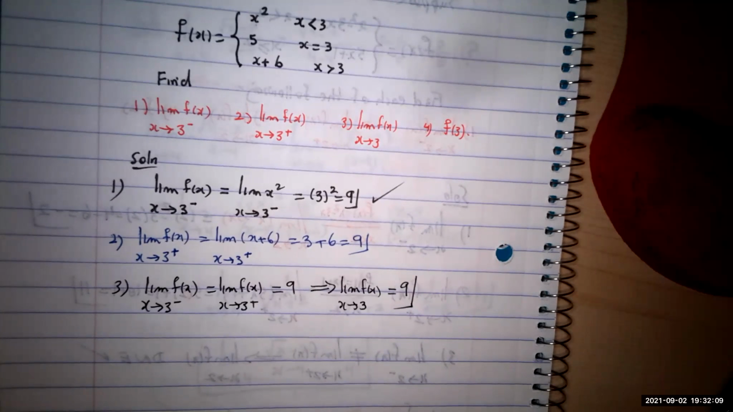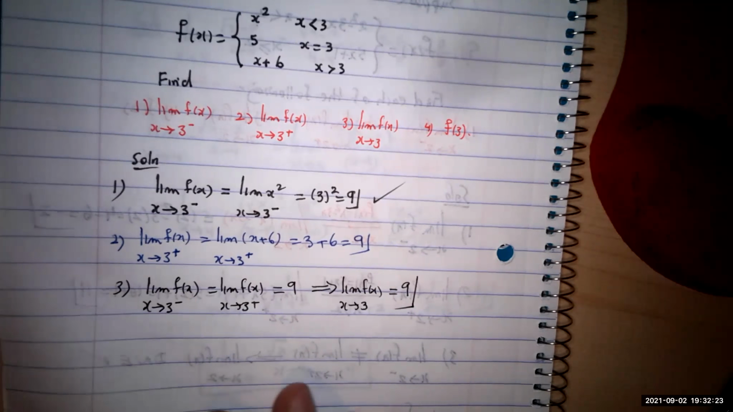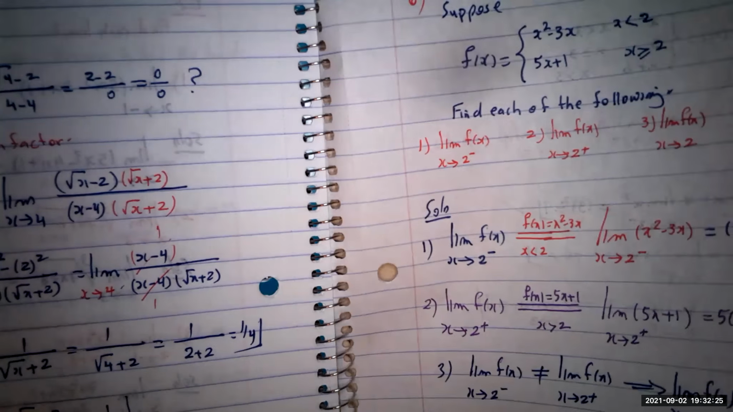Professor, I had a quick question. What if they didn't equal 9? Would we say the limit does not exist? If they are different, then the limit does not exist. Okay, gotcha. Thank you. Like the previous one. You see this one?